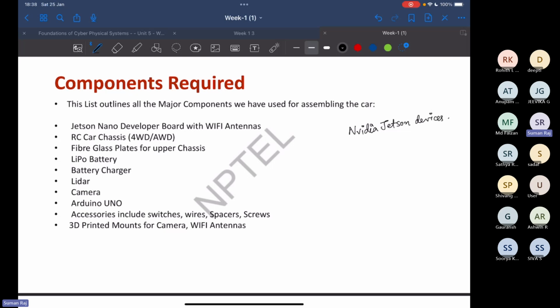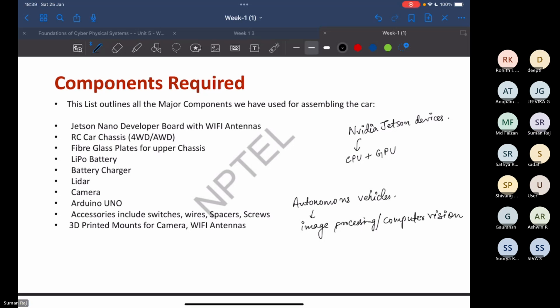These are devices that have a CPU on board, plus a GPU on board also, right? For autonomous vehicles, what do you need? You need some kind of image processing, right? That is the very basic, image processing or computer vision. In the case of computer vision, if you want to process a lot of images in a very efficient or very accurate manner, you need to use these DNN models. Okay, so can anybody name any one DNN model that is used for image processing or maybe object detection?